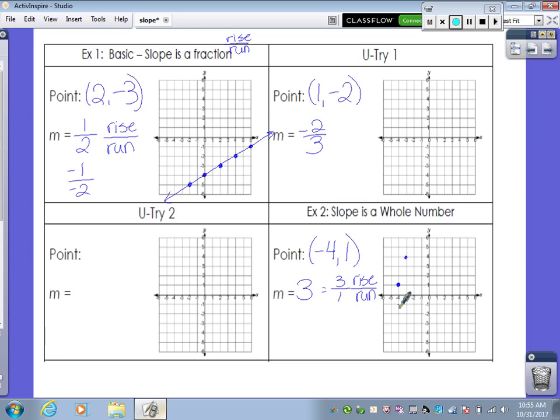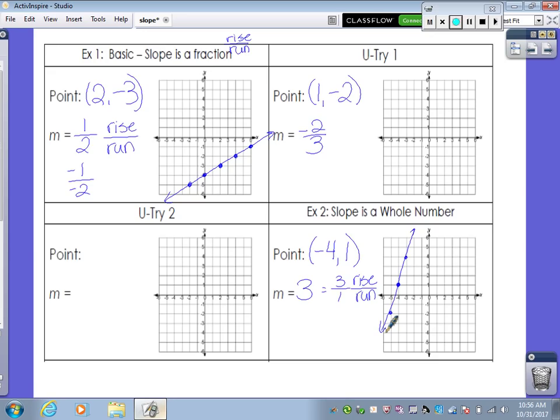Or down 3, 1, 2, 3, to the left 1. That's like a double negative. Another positive slope. And if you were to compare the two I just did, you would say that the slope of 3 is more steep than 1/2. It's increasing at a faster rate.